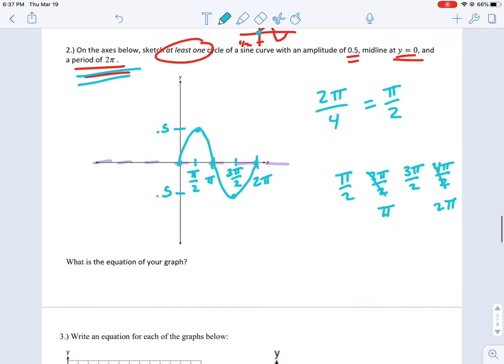My equation of a graph. An equation, make sure you have a y equals. Your amplitude goes in front, so 0.5. This is a sine graph. And then I need to find my b value. My b value is how many cycles in 2 pi, and my period was 2 pi. So there is one cycle in 2 pi. So that would just be a 1, so I don't need to put the 1 and an x.